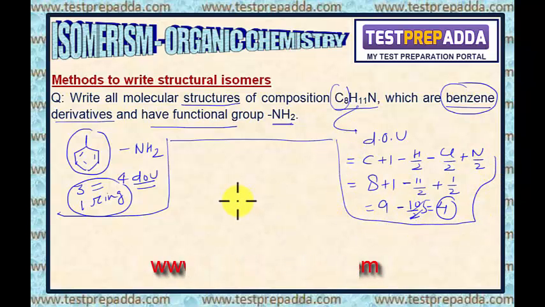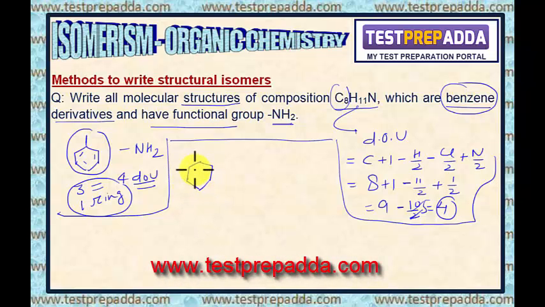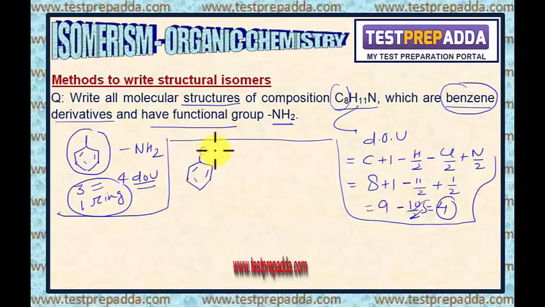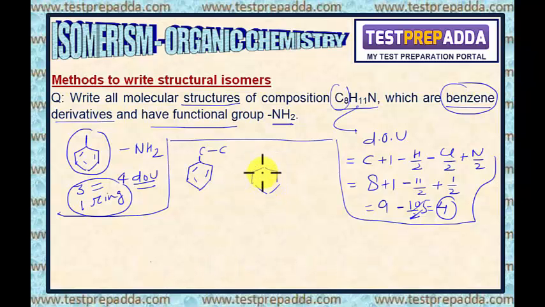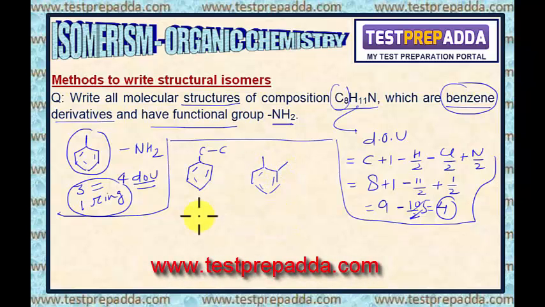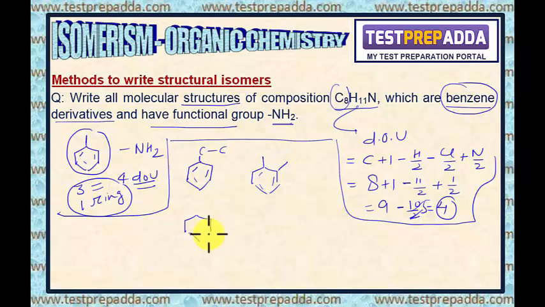Carbon skeletons having a benzene ring. So I will write this. Now two carbon atoms are left, so I can write the 2 carbon atoms like this. I can write 2 carbon atoms like one here, one here.